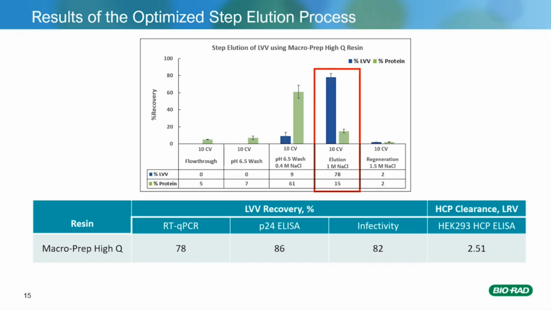This was likely impacted by the five-fold dilution of lentiviral elution fractions to reduce the salt concentration in the final product pool, as well as the relatively short exposure time of the lentivirus to the elevated elution salt conditions in the column. Additionally, the HCP ELISA assay showed a greater than 2.5 log reduction in the HCPs.